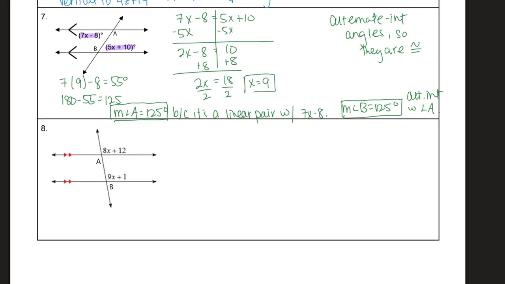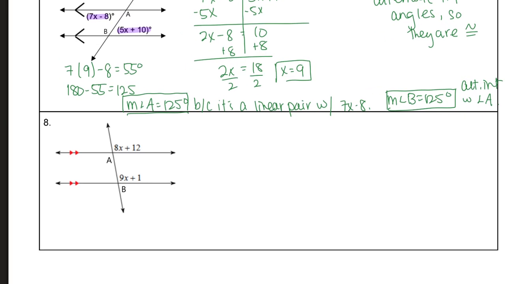All right, let's take a look at the last example here. So the last example, we're doing the same thing. We're solving for the angle pair. So let's first look at the angles. We have the 8x plus 12 and the 9x plus 1. I see my parallel lines. I see my transversal. They're both in the same position, so these are corresponding. And corresponding angles are congruent.